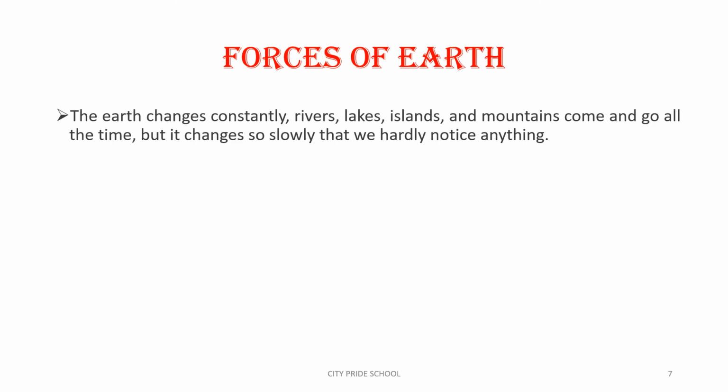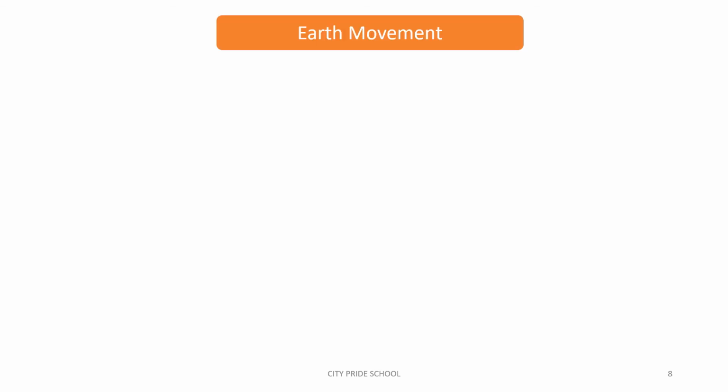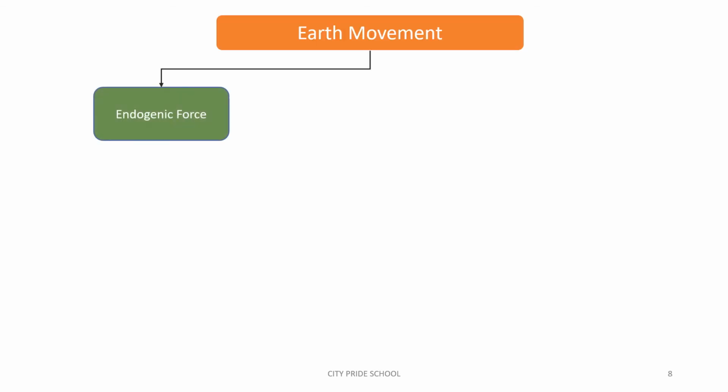The earth changes constantly. The rivers, lakes, islands, mountains come and go all the time. But it changes so slowly that we hardly notice anything. It takes really long. When you look around, there are some things that keep changing continuously. If you're very observant, you will surely notice these changes. The forces that move and change landforms could be inside the earth, that is endogenic, or on the outside, that is exogenic forces. Let us learn about these.